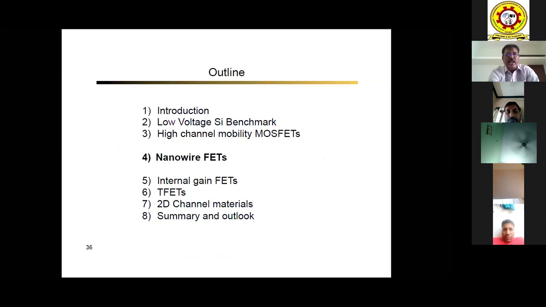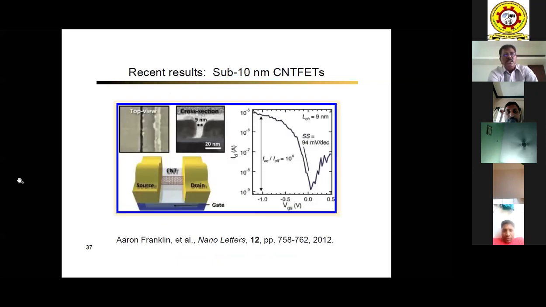So the next one is the nanowire FETs. This is another promising candidate in place of conventional FETs. As you could see here, CNT, carbon nanotube, some of us have heard this name, right? It's like a graphene sheet, and this graphene sheet is rolled into a tube. We call that a carbon nanotube.